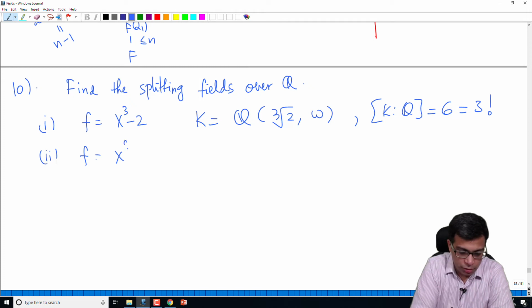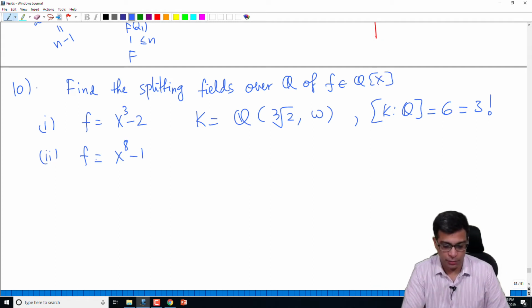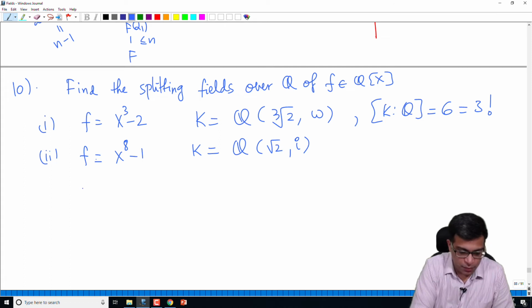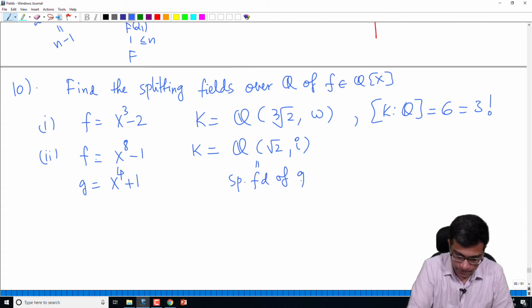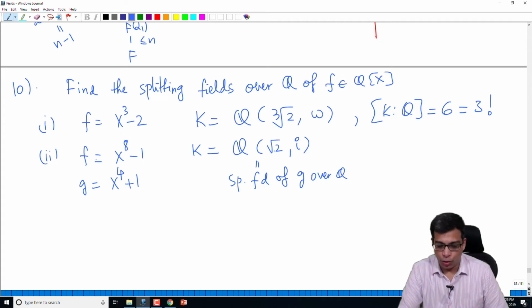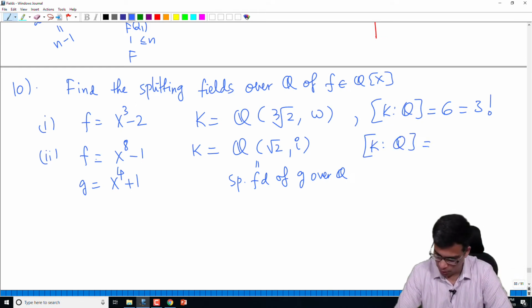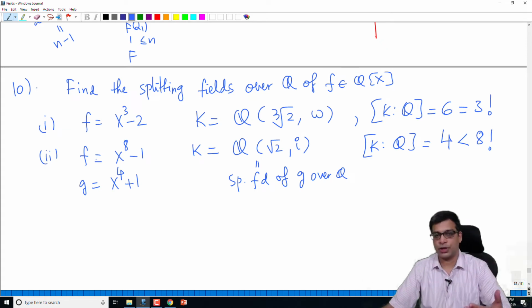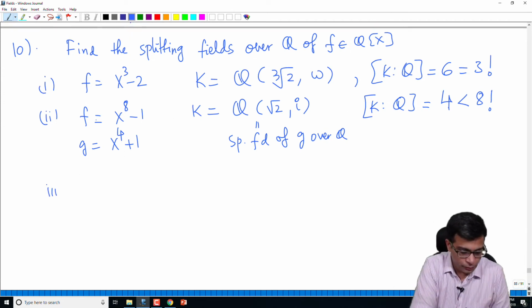What about f equal to x to the power 8 minus 1? So in each of these examples, f is a polynomial over the rational numbers. This also I claim we have essentially done. Actually, the splitting field of g, which is x to the power 4 plus 1, is also the same field, because once you add i and root 2, all the other roots are automatically included there. I'm not spending time on this because we have already discussed these in the video on splitting fields. Here actually, if you think about it, you will only have degree 4, which is much smaller than 8 factorial, right? Because here the degree is 8, so this gives you an example that the actual degree can be much smaller than n factorial.